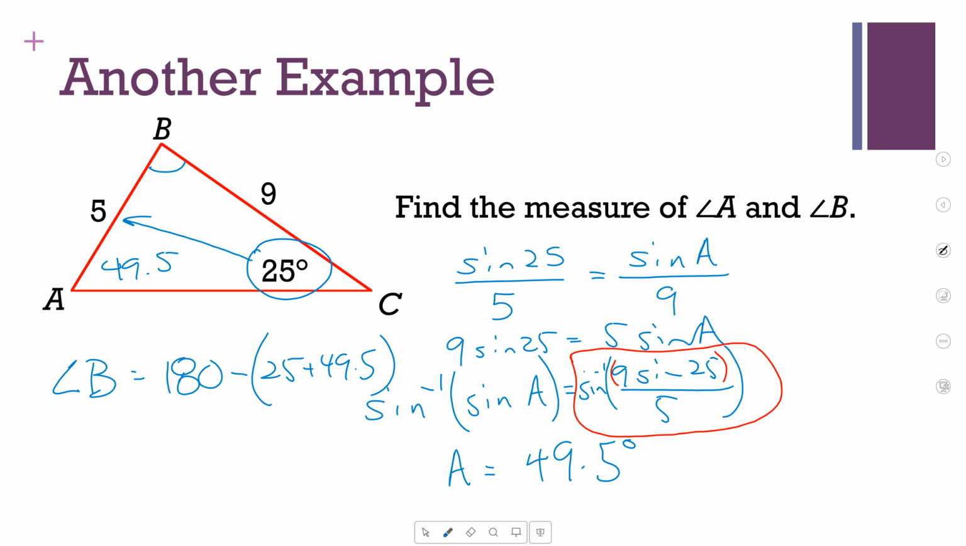Okay? And then once we have angle B, we could go and find side B, but that's not what I asked you to do. I just asked you to find A and B. That's it from law of sines. Law of sines, you use it to find a side. Those are the easier ones. That's what we did first. Or you use it to find an angle, which is causing some problems for people because it's been a while since we've done an inverse sine calculation.